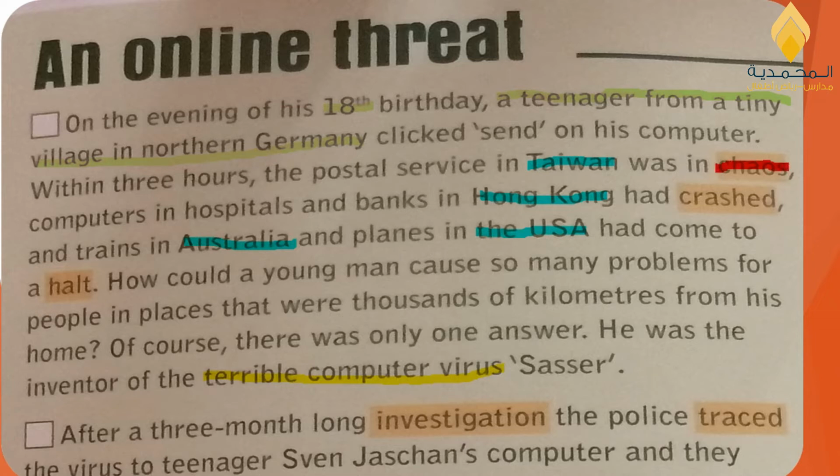So, what is chaos? Chaos is a situation when everything is disorganized and confused. When there is chaos, everything crashes, everything stops. So, what do we mean by crash? Yes, suddenly stopped working. What do we mean by the word halt? It means that something stopped moving or happening.